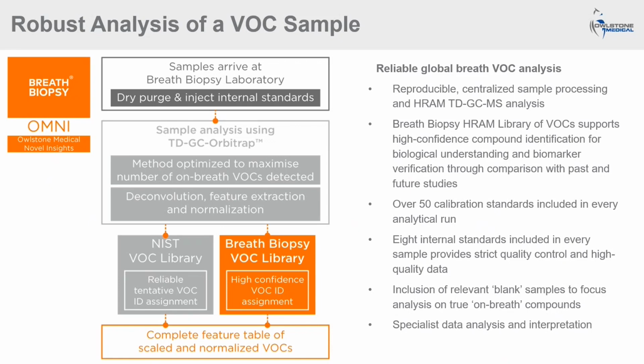And critical to this is development of this growing Breath Biopsy HRAM library. And these are compounds that we've run on our instruments and can provide high confidence identities when we see these compounds in studies. It's not just the standard way of doing this, which is NIST identification using an external library, which provides much more tentative identification. The HRAM library should provide much higher confidence identification than NIST.